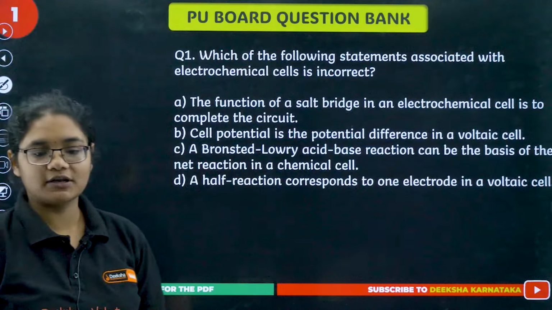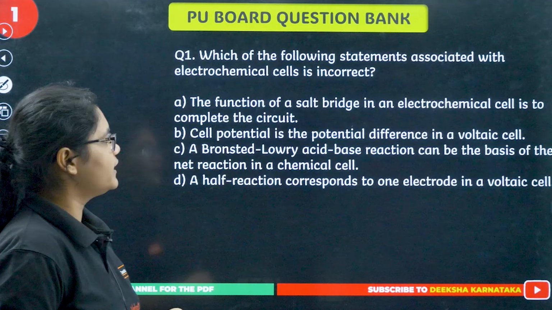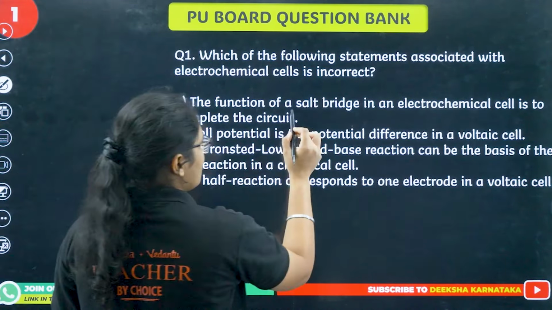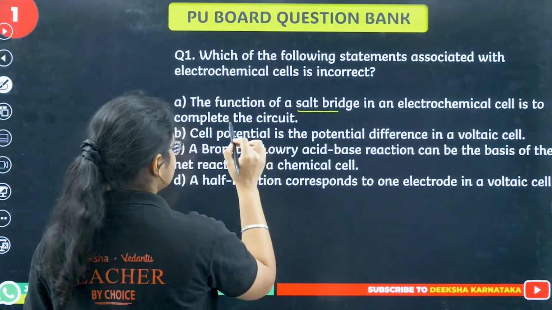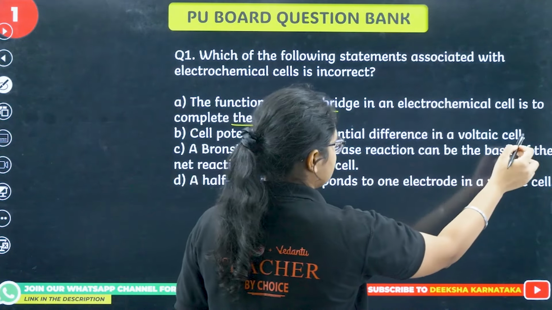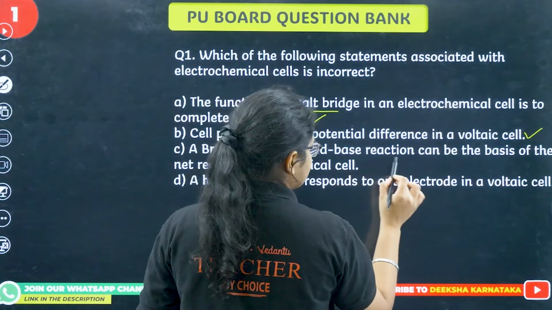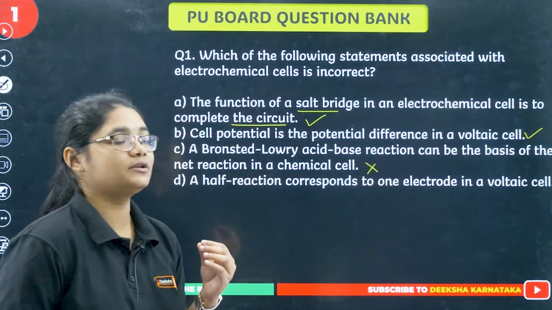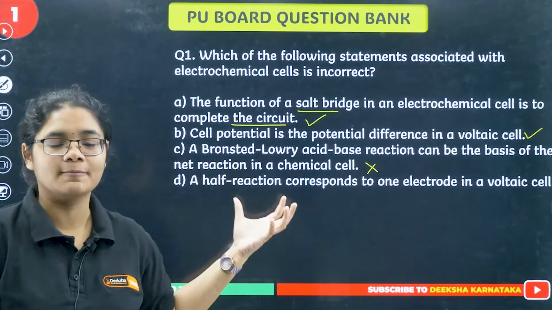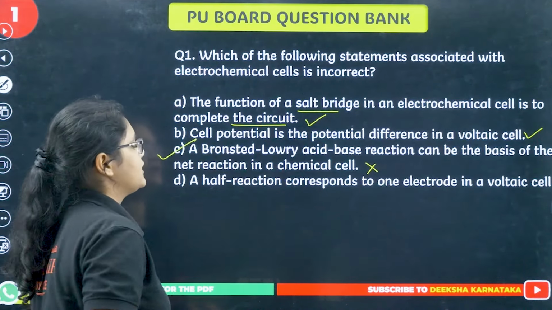Now moving to the next question from the PU board question bank, where I have taken 30 questions. Which of the following statements associated with an electrochemical cell is incorrect? The function of a salt bridge in an electrochemical cell is to complete the circuit. Yes, that is a correct statement. The cell potential is the potential difference in a voltaic cell. Yes, that is also correct. A Bronsted-Lowry acid-base reaction can be the basis of the net reaction in a chemical cell. We have studied that redox reactions are the basis for chemical energy to electrical energy, not acid-base reactions. So this is the incorrect statement.